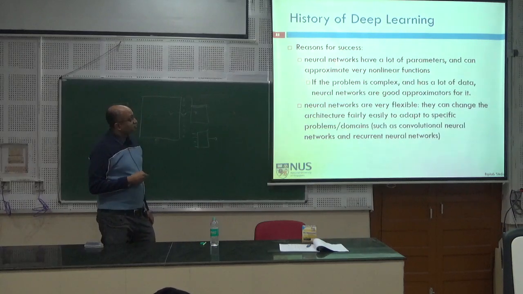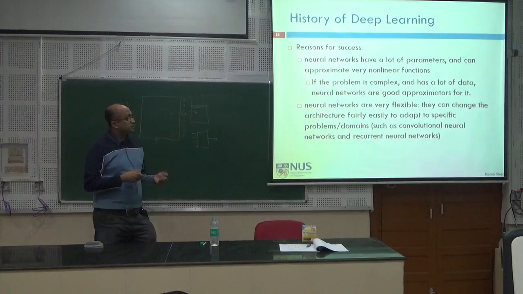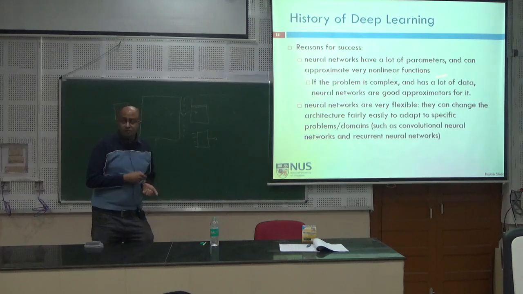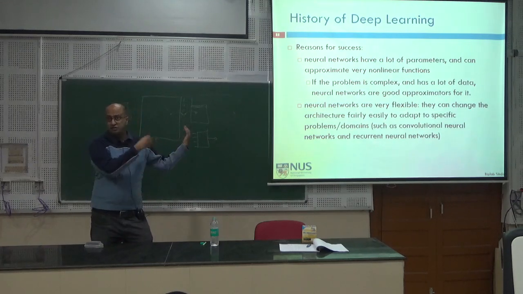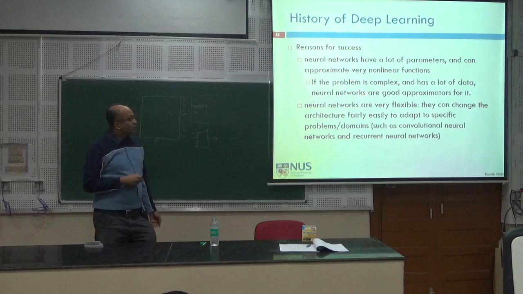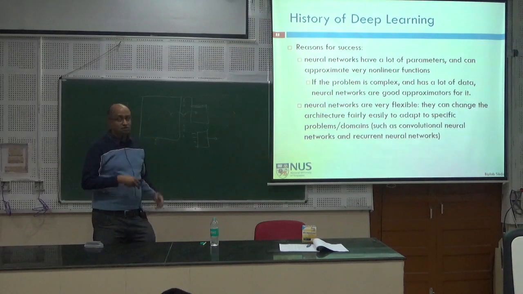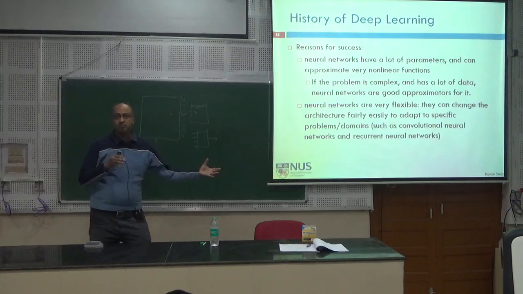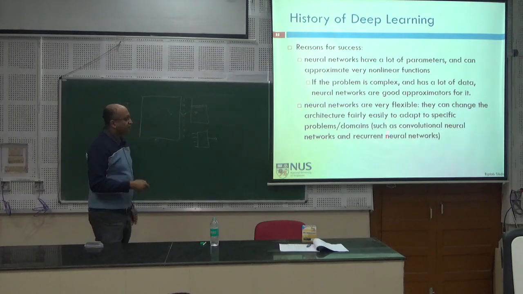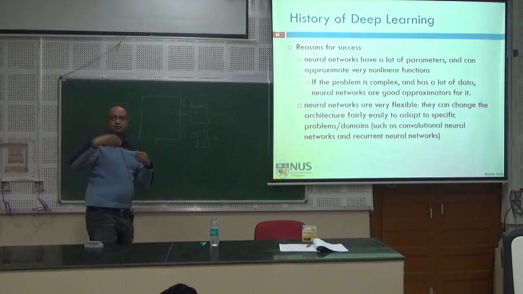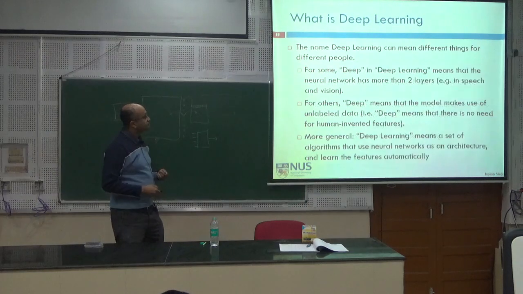And the reason neural networks are popular is that they can approximate very, very nonlinear functions. This is something we have talked about yesterday. And if your problem is complex, you don't know what's going on, and you have lots of data, neural networks can approximate it. Give it time, it will learn. Right? And they are flexible. You give it a different problem, it will learn accordingly, and so on.